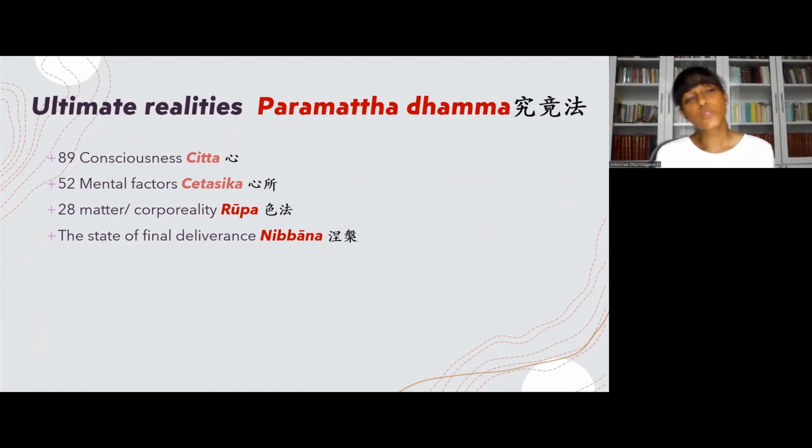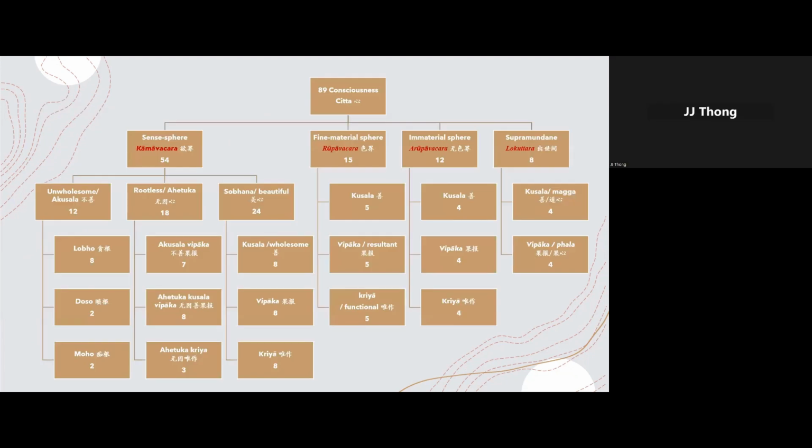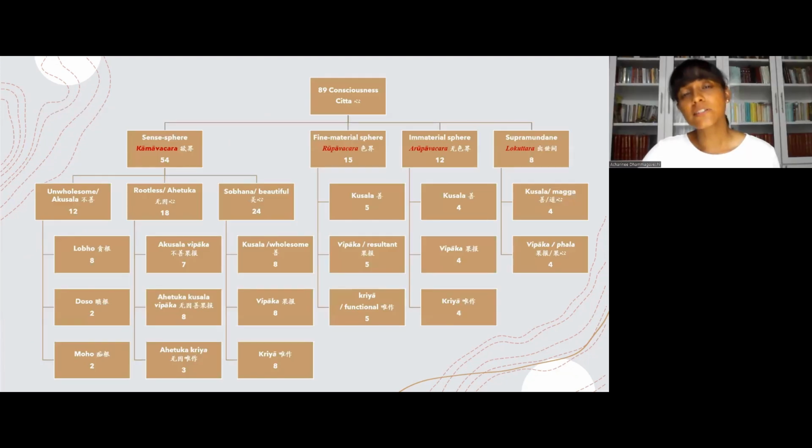Before we move on to the Mātikā, we'll first revise the ultimate realities, the Paramattha Dhamma. So there are 89 chittas, consciousness, 52 cetasika, mental factors, 28 rupa, and nibbana, the state of final deliverance. Now here what is described is the 89 chittas, or the 89 consciousness.